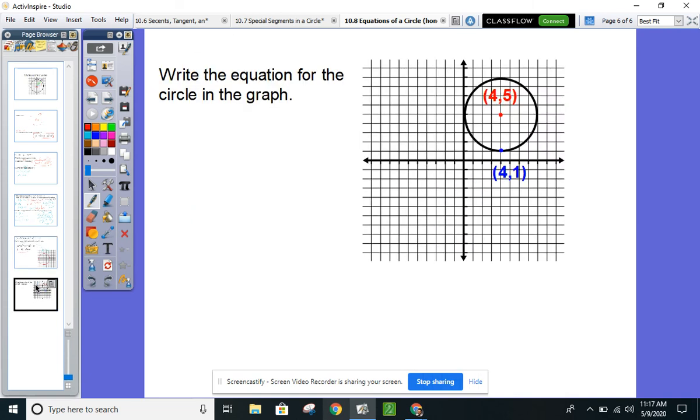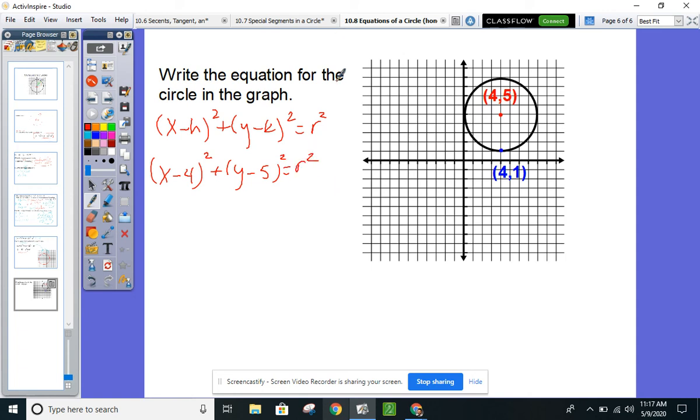This time, they give us not an equation, but the drawing. Here's a drawing. Write me an equation for this. Remember, the equation should look like (x minus h) squared plus (y minus k) squared equals r squared. Here, our center is at 4, 5. So that's going to go in here. So it'll be (x minus 4) squared plus (y minus 5) squared equals r squared.